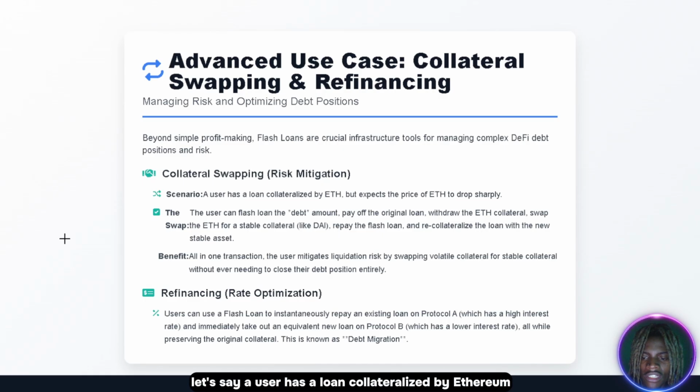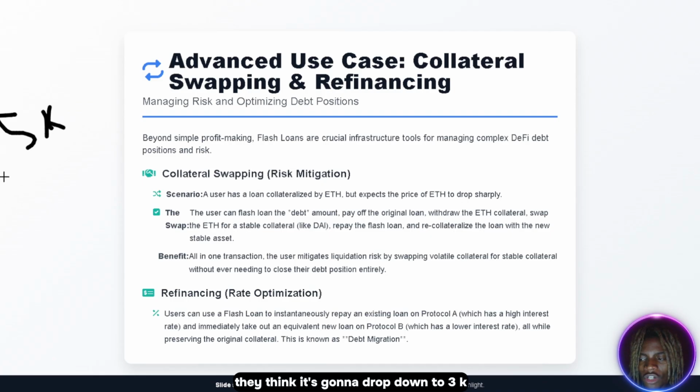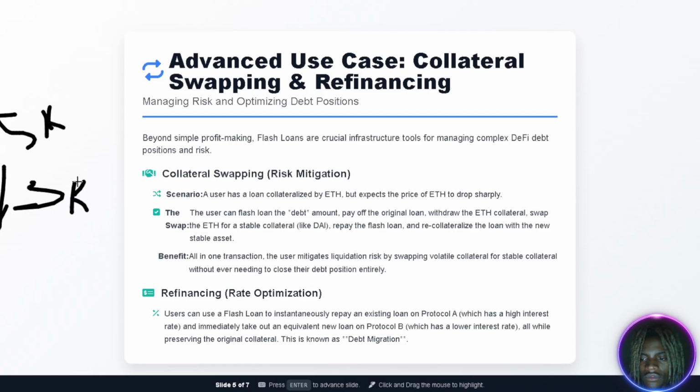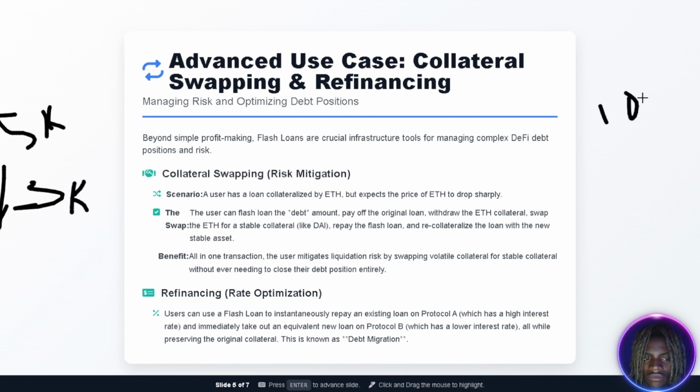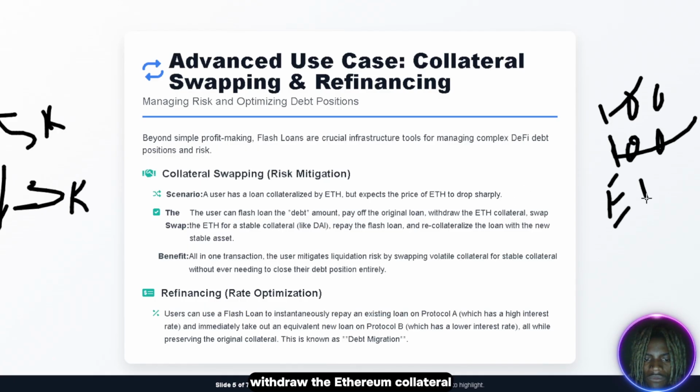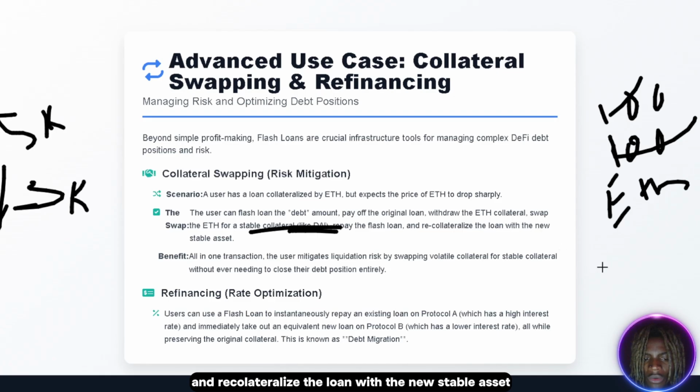Let's say a user has a loan collateralized by Ethereum, but expects the price of Ethereum to drop sharply. Okay, let's say Ethereum's at 5K, and they think it's going to drop down to 3K. And the user can flash loan the debt amount, okay, pay off the original loan, withdraw the Ethereum collateral, swap the Ethereum for a stable collateral like DAI, for example, and then repay the flash loan and recollateralize the loan with the new stable asset, all in one transaction.